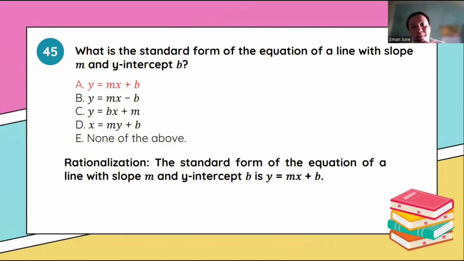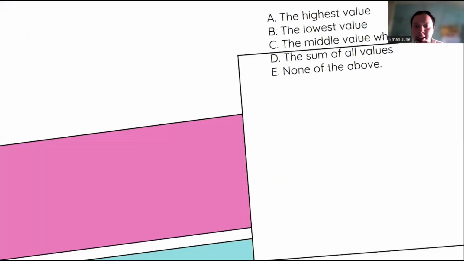So let's have the rationalization. The standard form of the equation of a line with a slope m and y-intercept b is y is equal to mx plus b. So the answer for number 45 is letter A, y is equal to mx plus b. And now let's proceed to question 46.